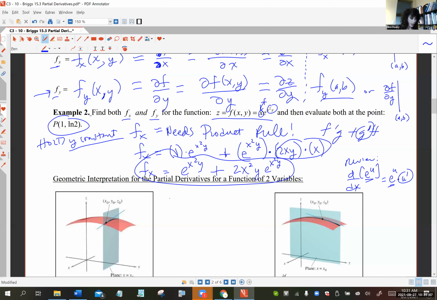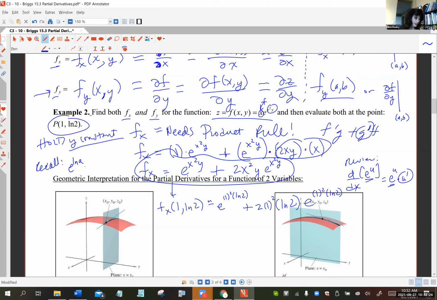I'm not going to. If I were to evaluate this at the point (1, ln 2), then I would simply direct substitute: e to the 1 squared times ln 2, plus 2 times 1 squared times ln 2 times e to the 1 squared times ln 2. Now, I wouldn't give you full credit for this. Recall, there's a really handy pre-calc thing that you learned when you studied exponentials: e to the ln of a is equal to a. Do you remember this handy fact?